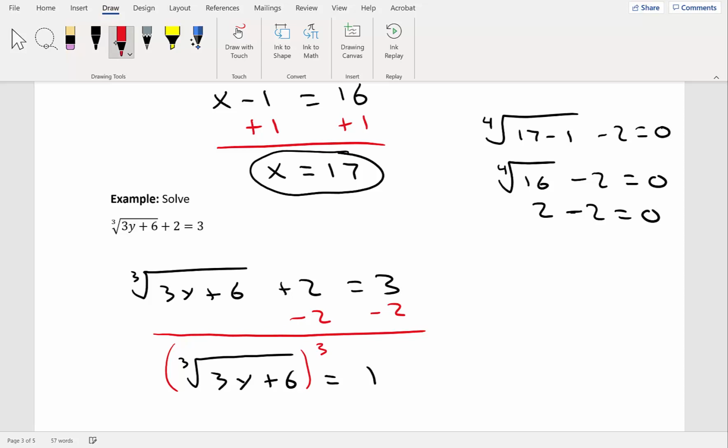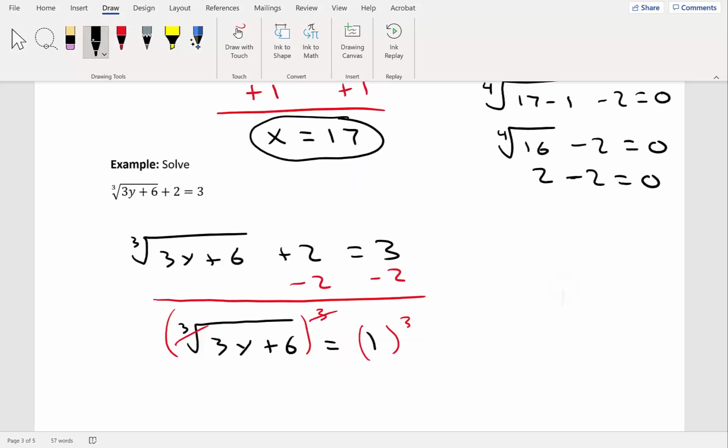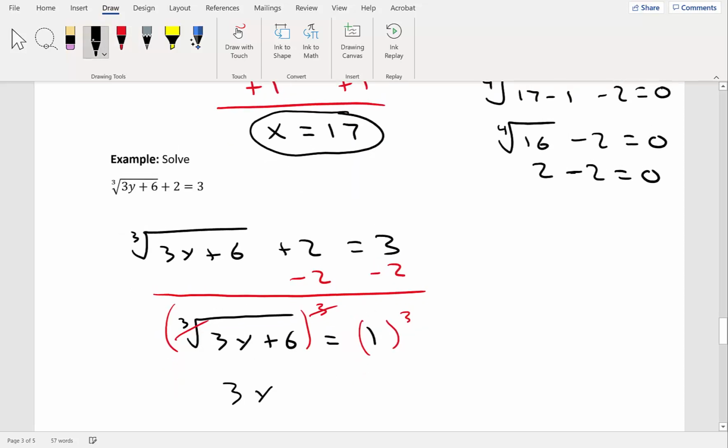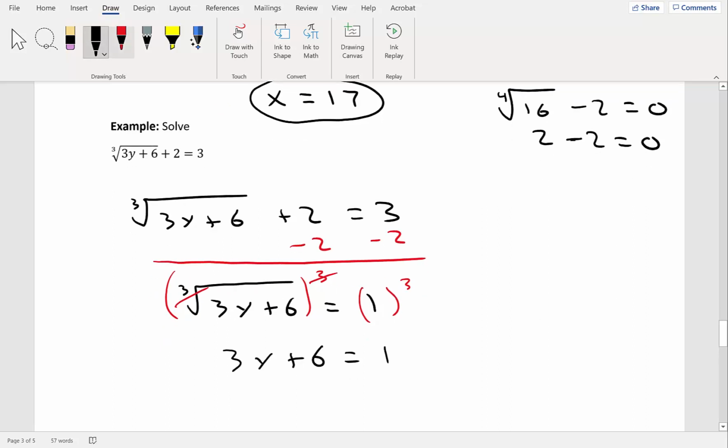So we're going to raise both sides of the equation to the power of the index. Our index here is 3, so I'm raising both sides of the equation to the third power. So the cube root and the third power cancel out. So I have 3y plus 6 is equal to 1 raised to the third power, which gives me 1.